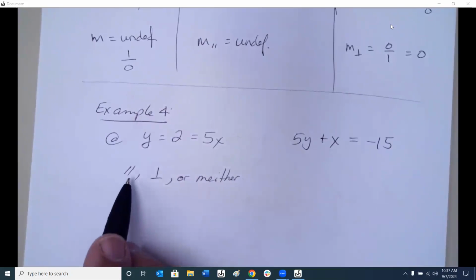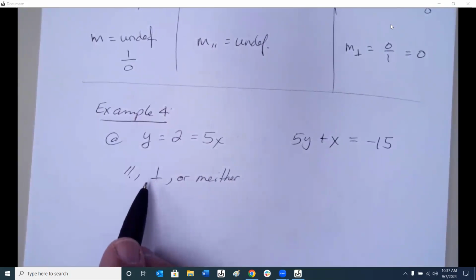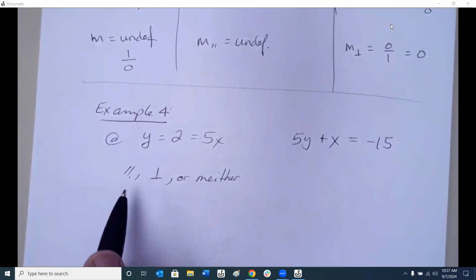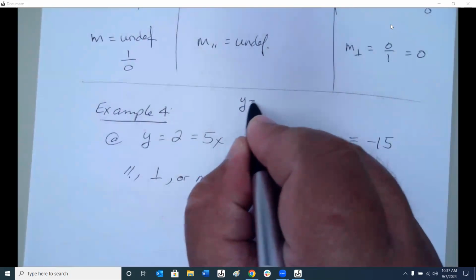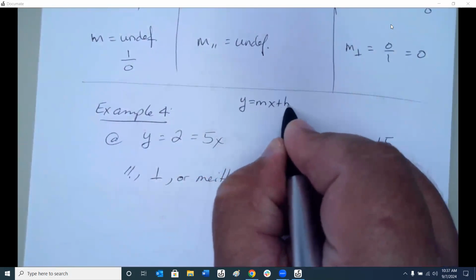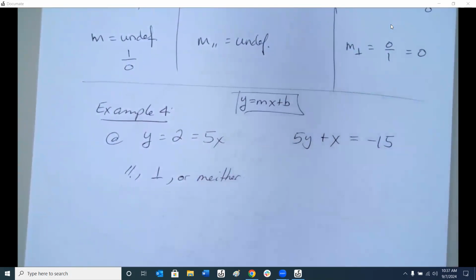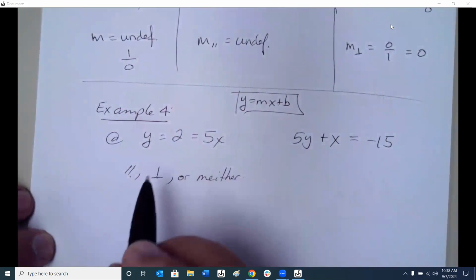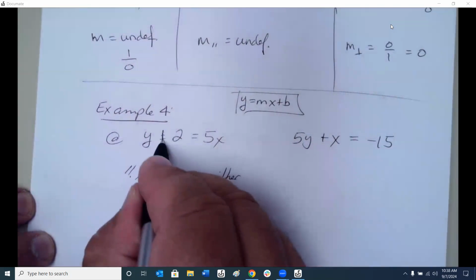In order to determine if it's parallel or perpendicular, we have to know the slopes. What's the only way we can determine the slopes? If it's in what form? We have to get it in this form first, and then we can compare the slopes and then the y-intercepts. So, oops, let me see. This is plus.